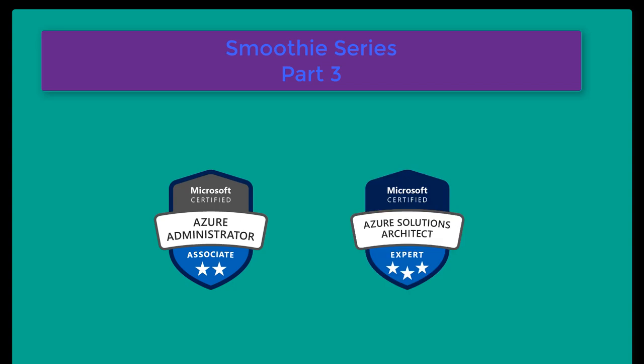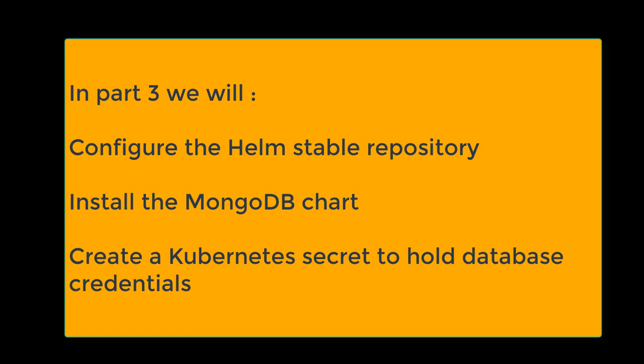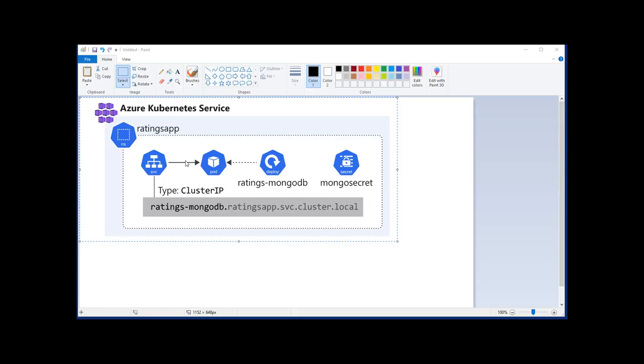This is part 3. I'm an Azure administrator as well as an Azure Solutions Architect. In part 3, we will configure the Helm stable repository, install the MongoDB chart, and create a Kubernetes secret to hold database credentials. Here's an overview of what we'll be doing in part 3 of the lab as well as part 4.